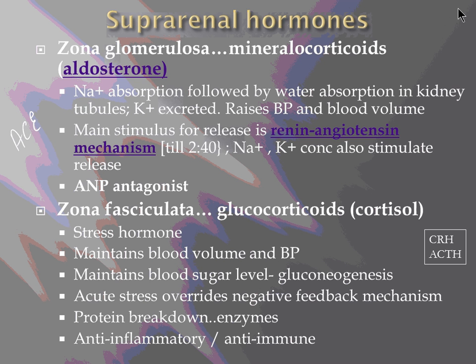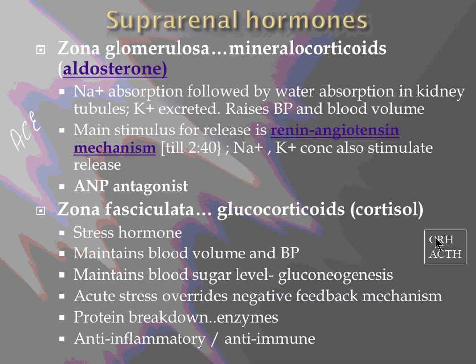The next zone is zona fasciculata. Like I said, it means little bundles. So here this zone secretes glucocorticoids, of which cortisol is the most important one. This is the zone which is primarily under the CRH-ACTH pathway, so corticotropin-releasing hormone and then ACTH, which acts on the fasciculata and produces glucocorticoids, and then there's a negative feedback control. That feedback is overridden in times of stress.